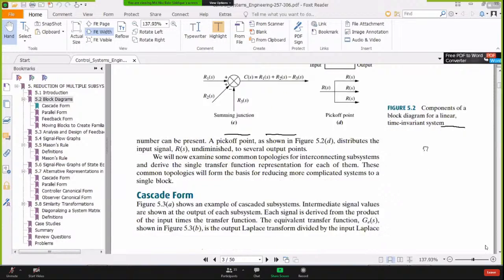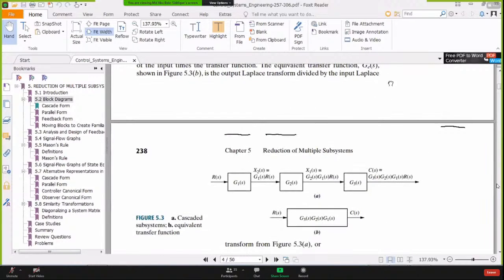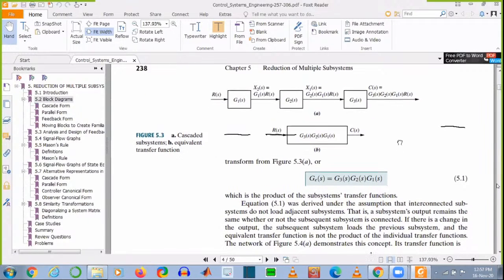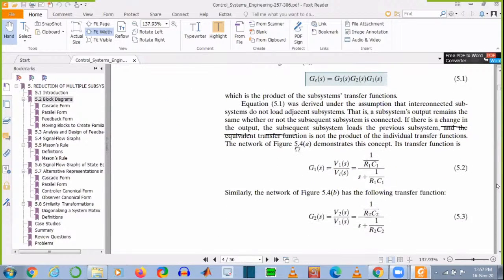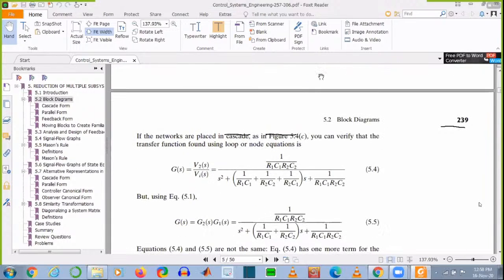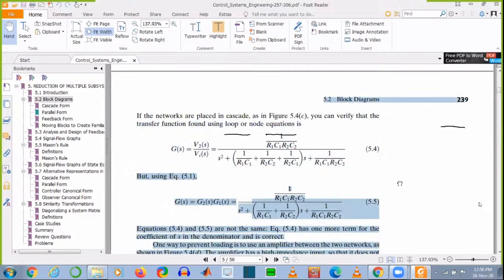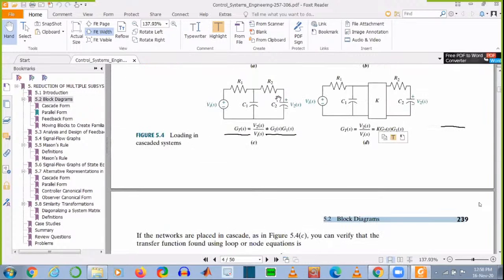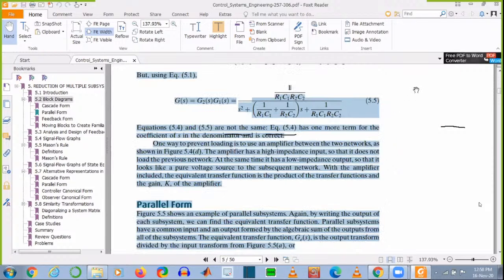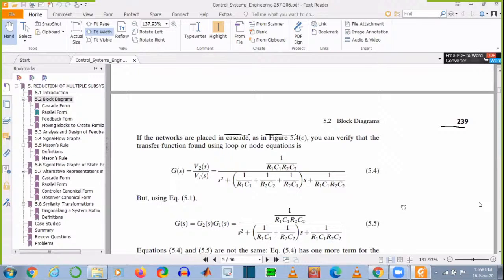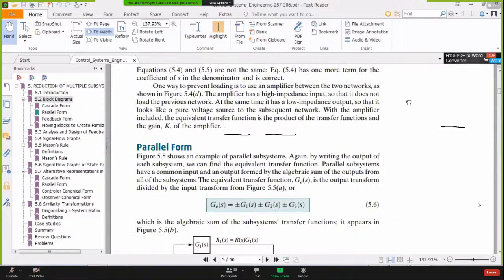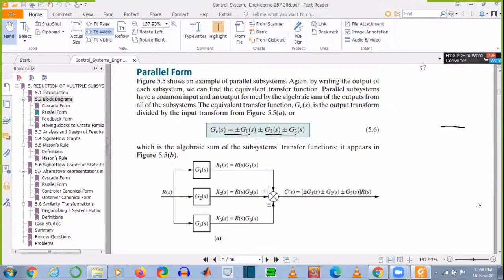And then we have the cascade form. That means these are in series and multiplied. I already told you those. They are getting the look from electrical circuits. You can also convert them to blocks. I showed you at the beginning how you convert electrical to block. I gave you an example, I think. These are the parallel forms you can see.